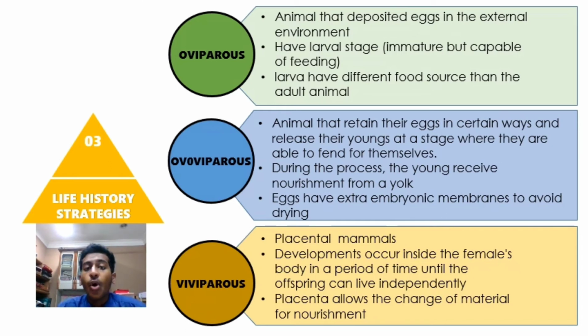Next are the ovoviviparous animals, which are quite complicated. These animals retain the eggs in certain ways and release their young at a stage where the young are able to fend for themselves. During this process, the young receive nourishment from the yolk, and some of them even receive nourishment from milk, for example the marsupials. The eggs also have an extra-embryonic membrane to avoid drying. For example, some invertebrates, reptiles, fish, and amphibians are characterized as ovoviviparous.